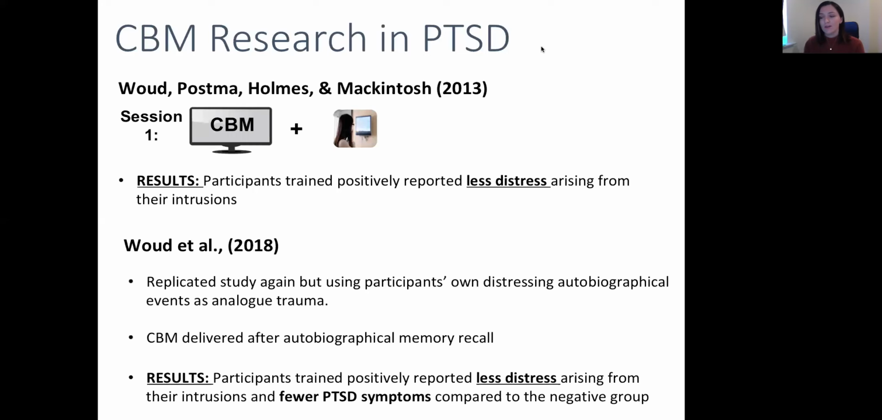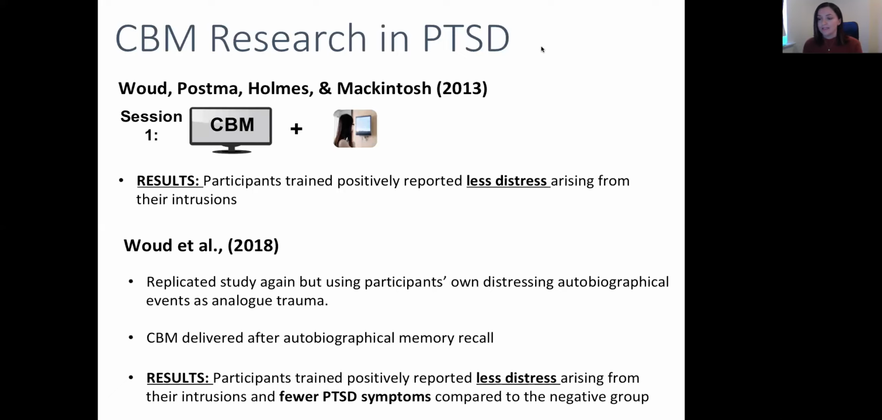More recently, Wood and colleagues extended their work to investigate whether the CBM effects can be replicated using individuals' distressing autobiographical events rather than using the trauma film paradigm. Arguably, these personal events are more personally relevant and are thus more important to test out in thinking about the implications for PTSD research. So, broadly speaking, participants recalled a distressing or traumatic event which they personally experienced, and they then received the CBM training, so either the positive or the negative CBM.